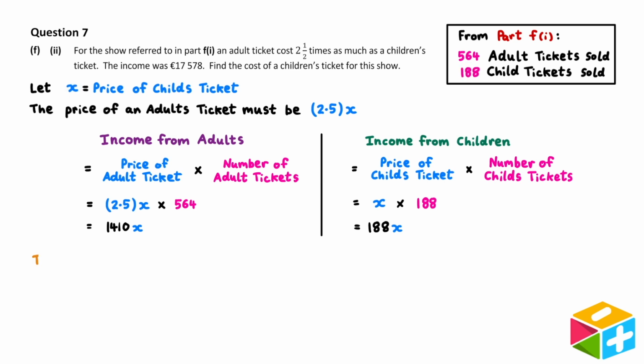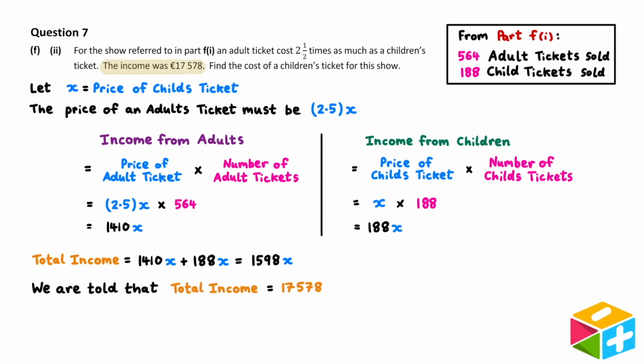To find our total income, we should add together the income from the adults and the income from the children. So we get 1,410x plus 188x, and this gives us 1,598x for our total income. But remember, we know what the total income is. It's 17,578.